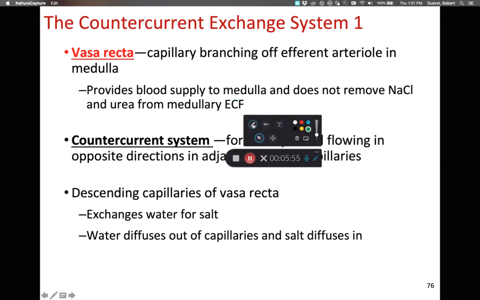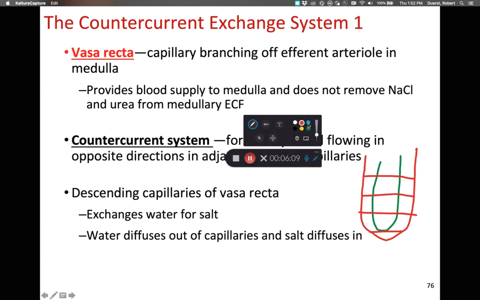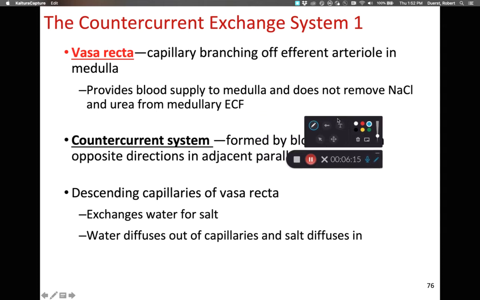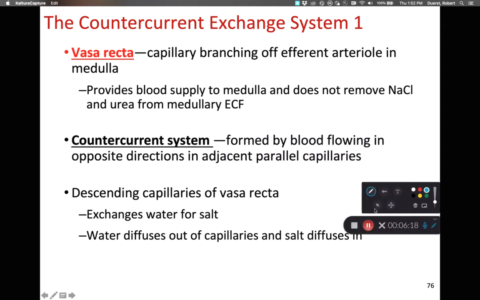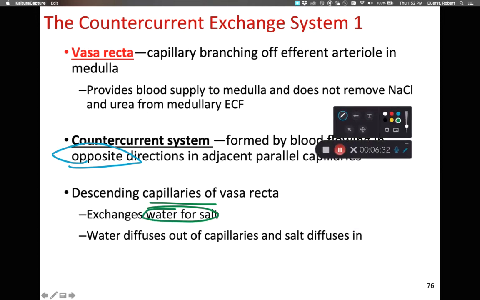So as the blood capillaries, if we have a nephron loop right here, we have the vasa recta wrapping around the nephron loop. And I'm using red to represent those blood capillaries. And within the vasa recta, blood flows down one direction and up the opposite direction. So the blood within the vasa recta is going to flow opposite directions. Well, the vasa recta wraps around the nephron loop. The descending capillaries of the vasa recta are going to trade water and salt. And as the water is moving out of those capillaries, the salt will move in.